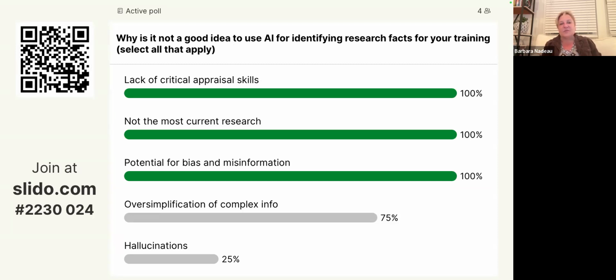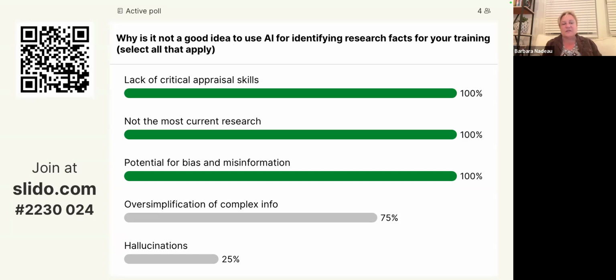AI doesn't pull the most recent research. This has gotten a little bit better. Last summer, I had heard that the most recent research was still like 5 years old. It's newer today. And AI is getting better and better all the time, but you can't count on it to pull the most recent research.